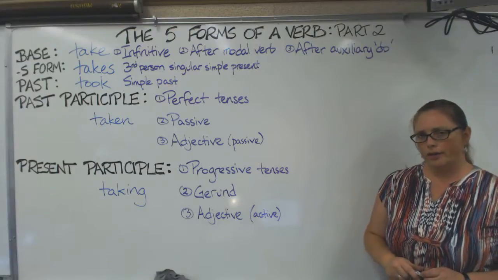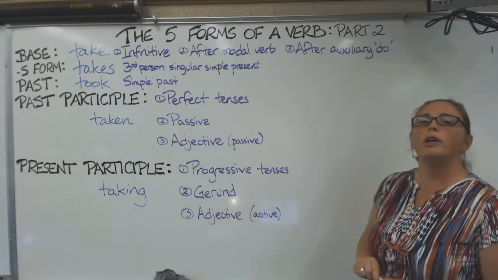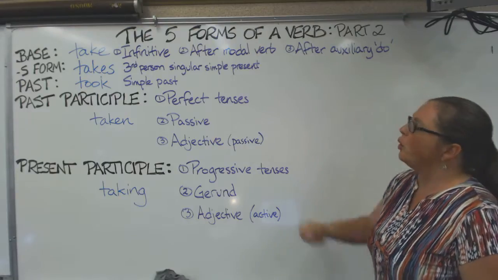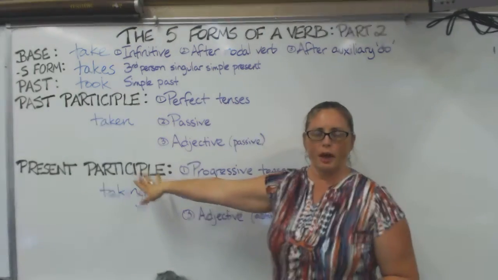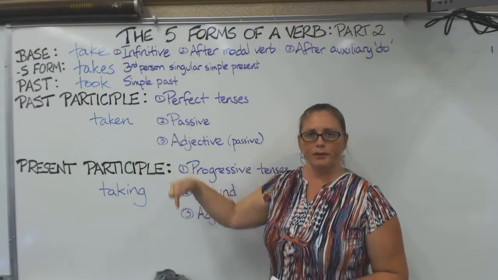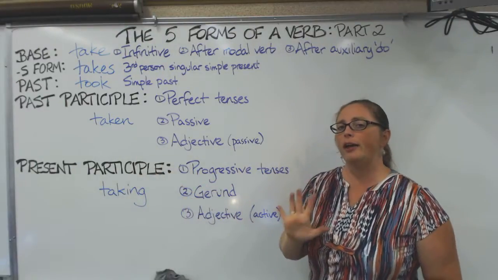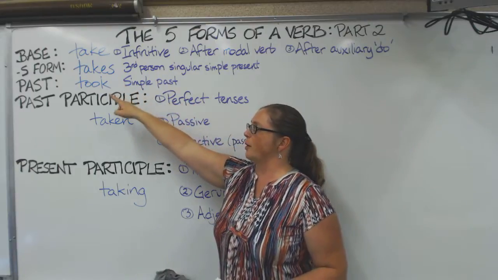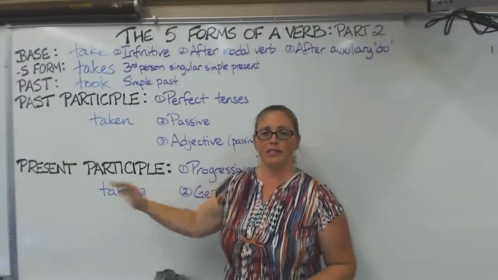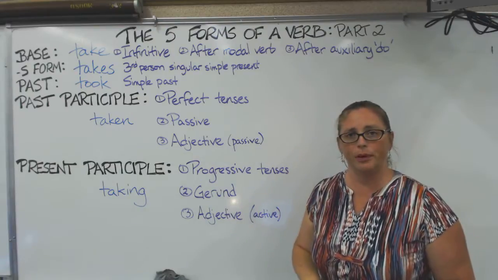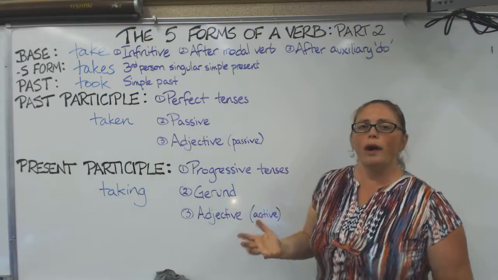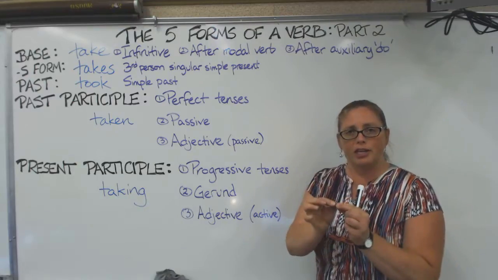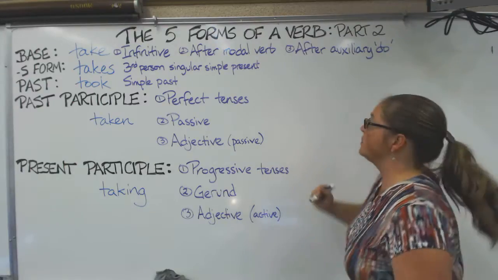Okay, we are going to talk in this video about which auxiliary verbs you want to use with different forms of a verb. So in a previous video, I talked about the 5 forms of a verb: the base form, the S form, the past participle, and the present participle. So what auxiliary verbs do you need to use to match together with these forms?